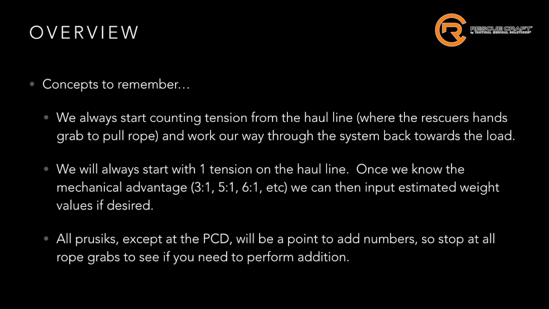We'll always start with one tension on the haul line. Once we know the mechanical advantage, 3 to 1, 5 to 1, 6 to 1, we can then input estimated weight values if desired. So like we mentioned before, if we know that it's a 2 to 1 that we're hauling on and we know our load is approximately 200 pounds, we can then divide that 200 by 2 and realize that we're going to be pulling on our haul line approximately 100 pounds.